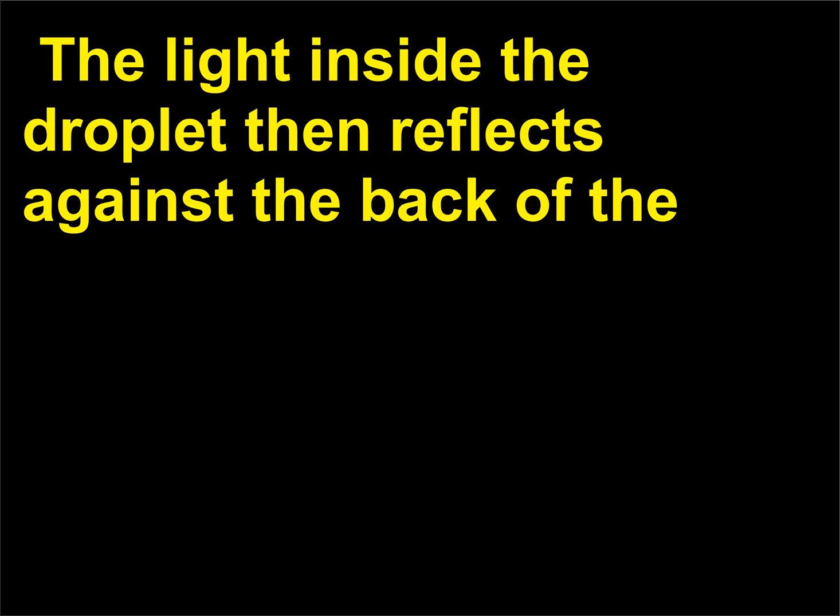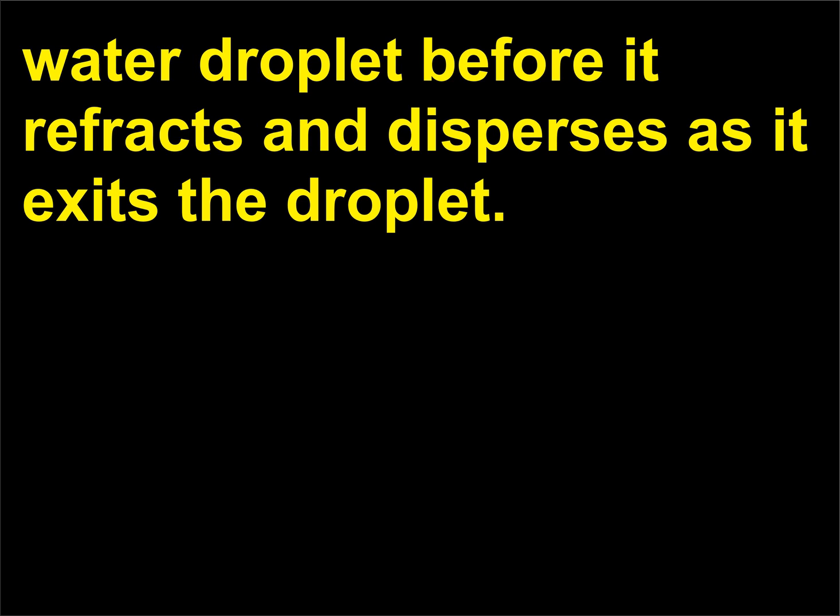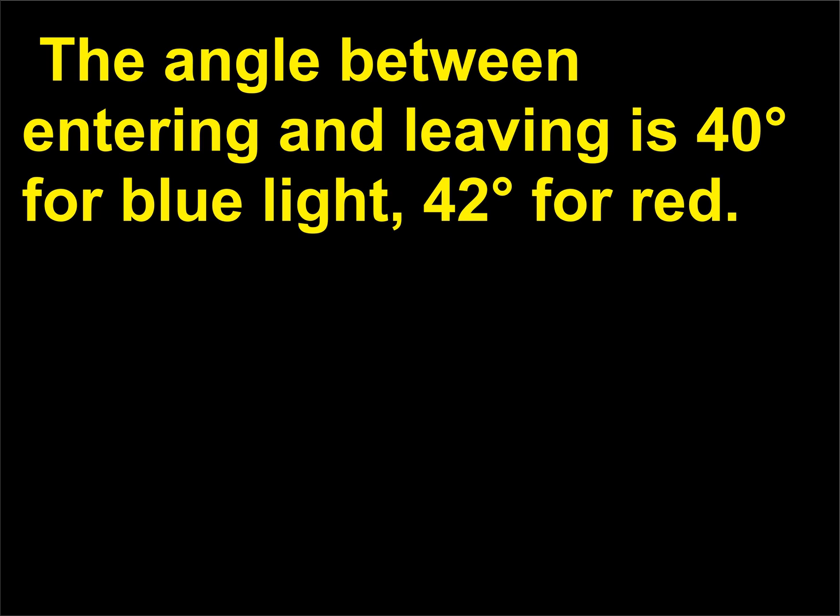The light inside the droplet then reflects against the back of the water droplet before it refracts and disperses as it exits the droplet. The angle between entering and leaving is 40 degrees for blue light, 42 degrees for red.